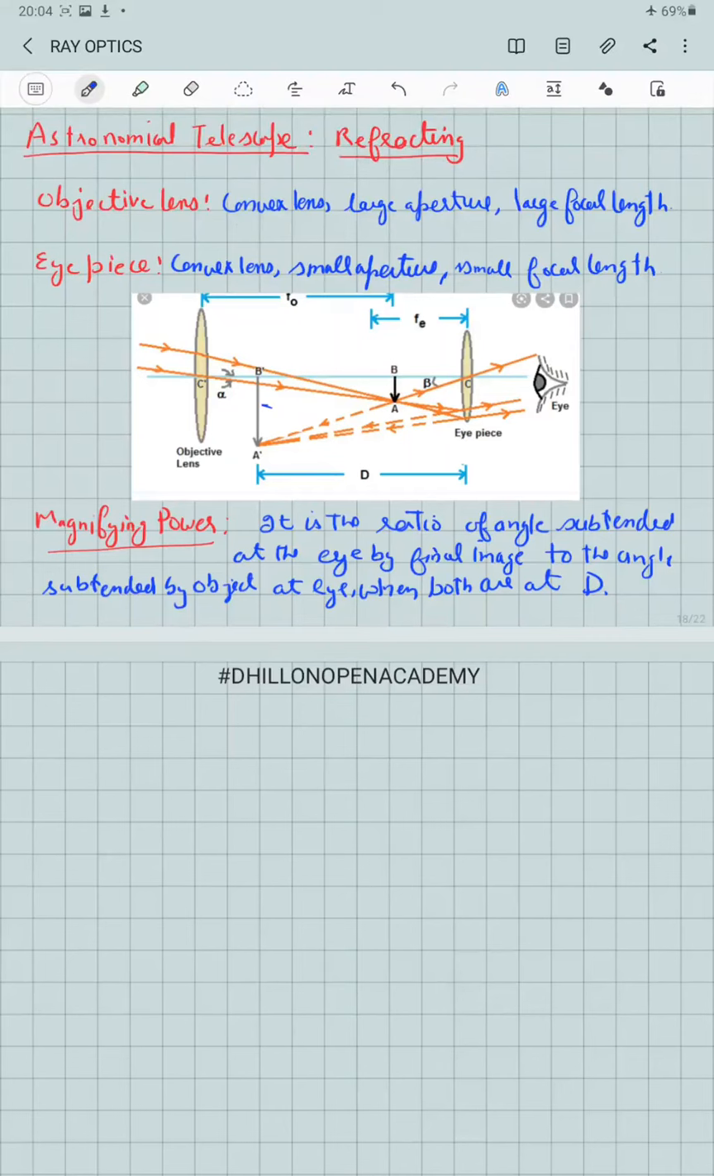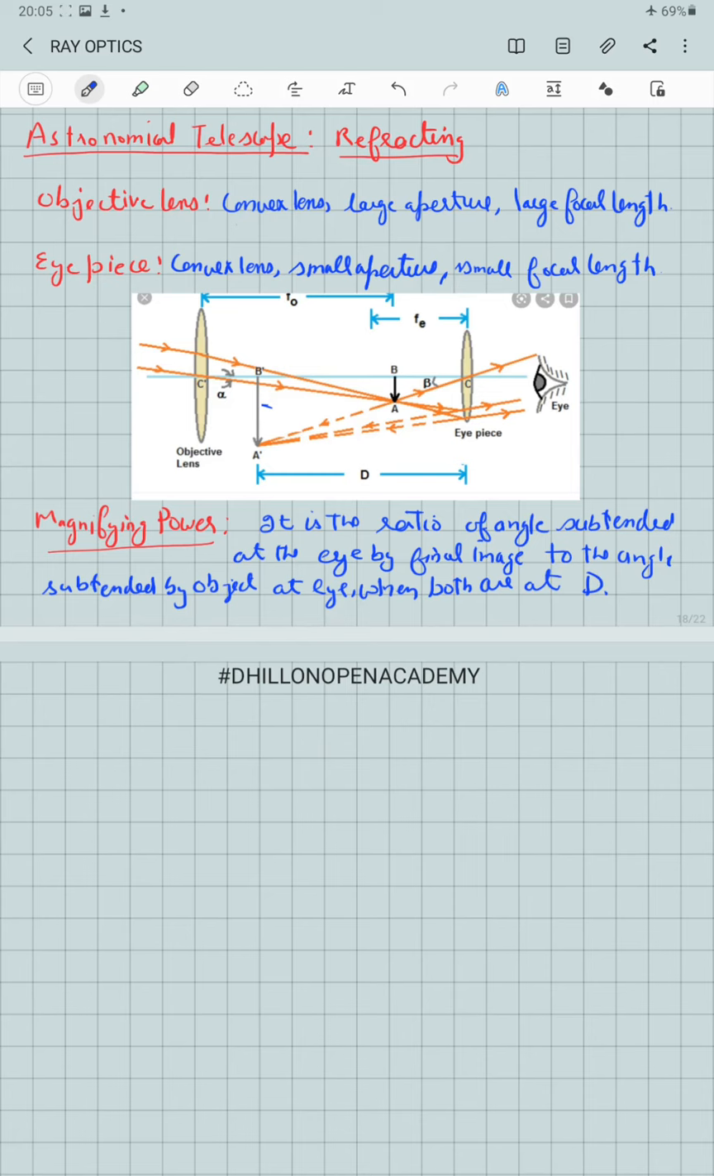Now we are discussing the refraction based astronomical telescope, which is used to observe heavenly objects like the sun, stars or the planets. The image formed by this is inverted, but this doesn't affect the observation because most of the astronomical objects are round in shape.